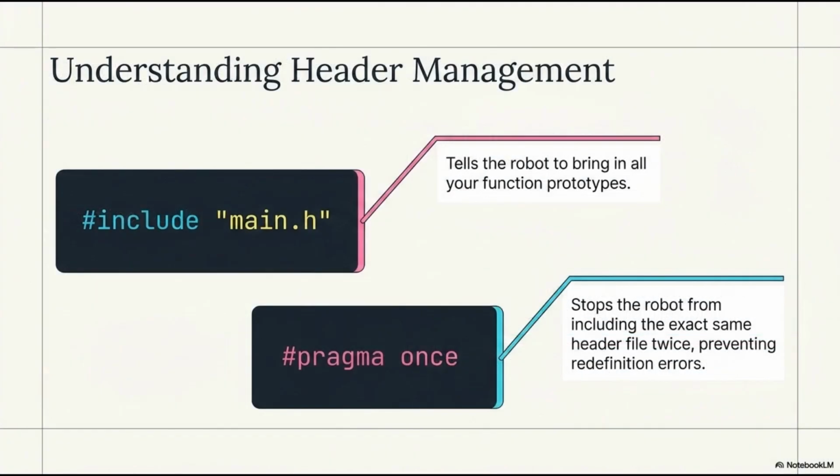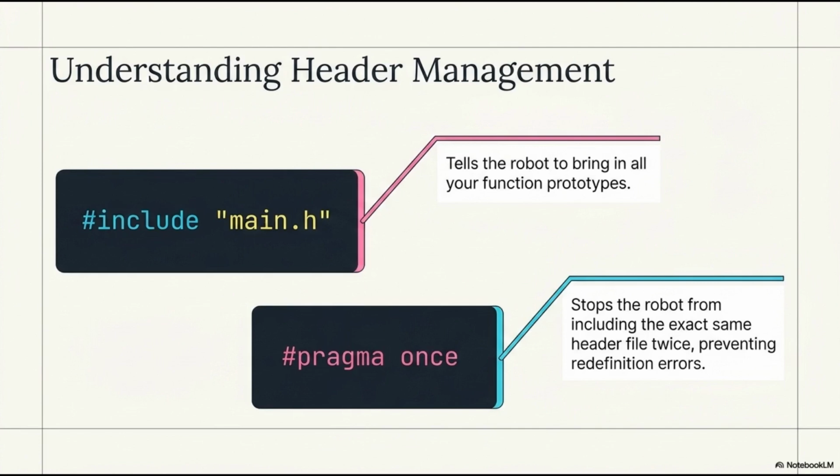Section 3, Understanding Header Management. Let's see how the robot handles our files. When you're building massive projects, you're going to use a lot of files, and you need to bring in function prototypes so the compiler actually knows what functions exist. Writing #include "main.h" tells the robot to bring in those prototypes.